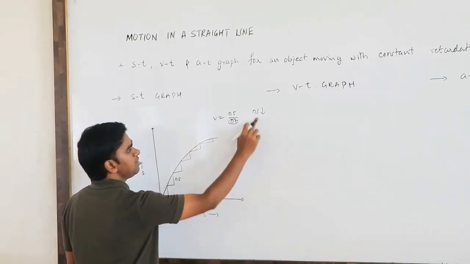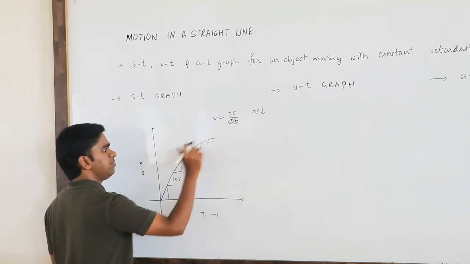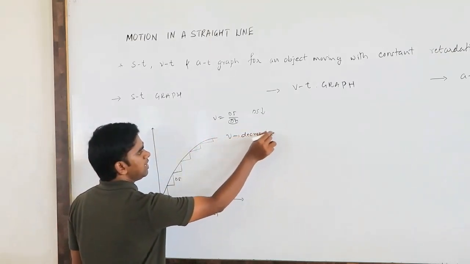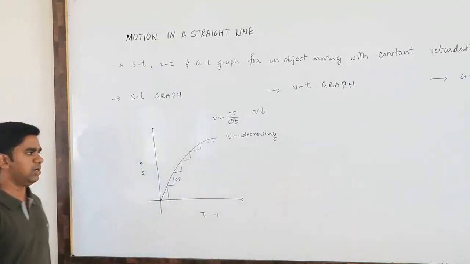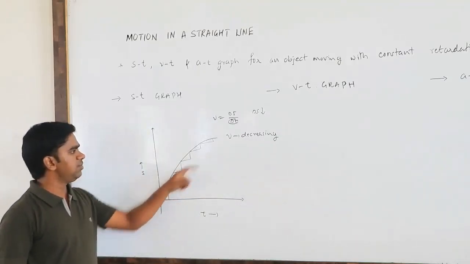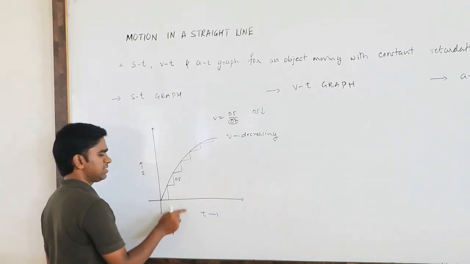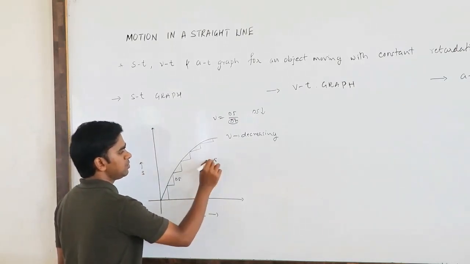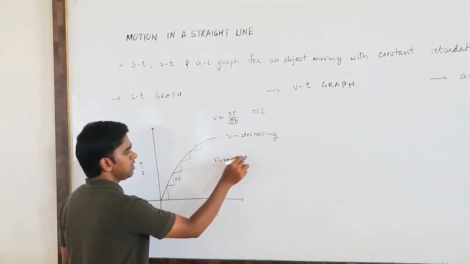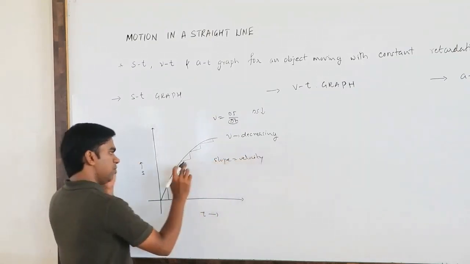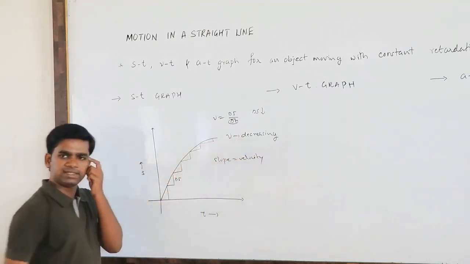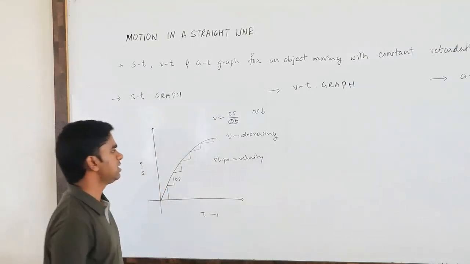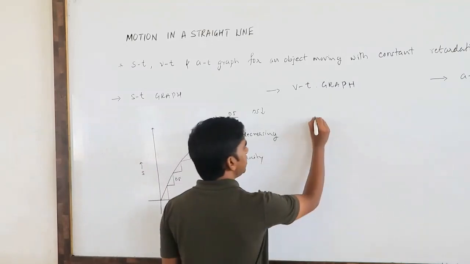So if delta S is decreasing, that means V is also decreasing. Getting the point? So V is decreasing with time because the slope of the ST graph gives you velocity. So if the slope is decreasing, velocity is decreasing. So this is the graph of ST for constant retardation, meaning velocity decreasing.